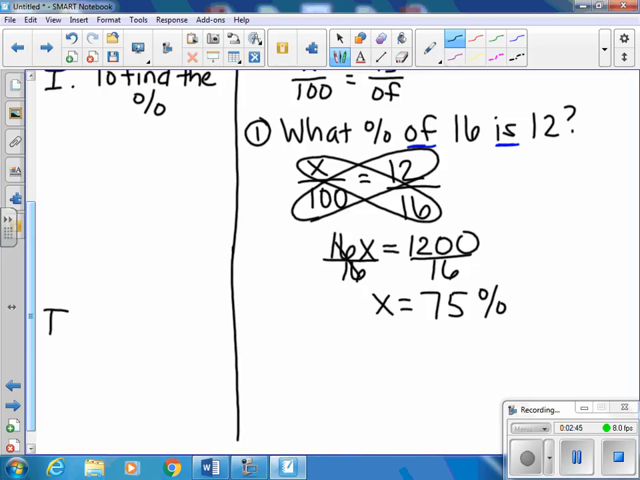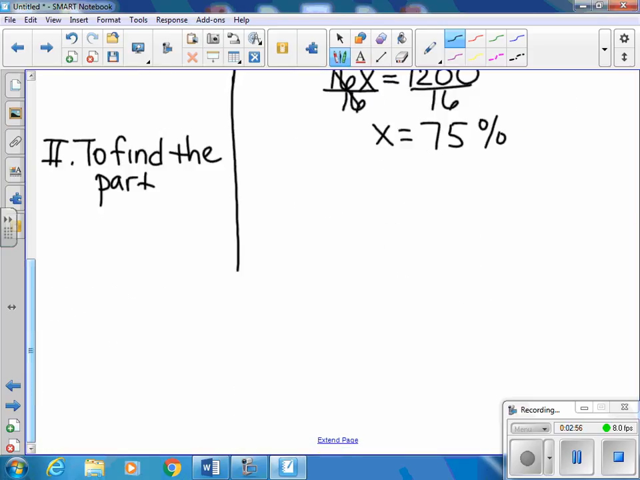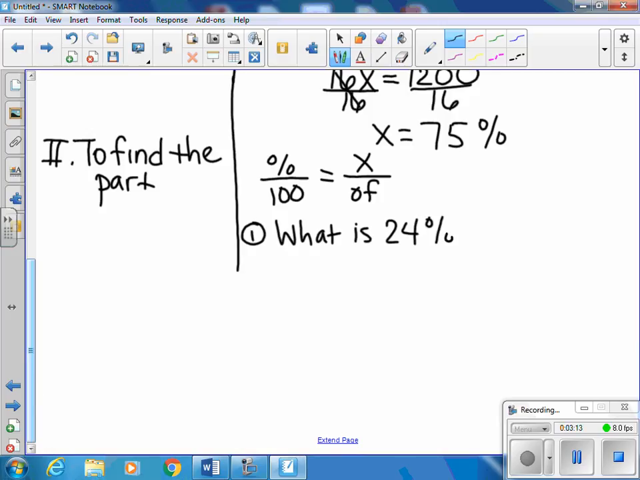The next thing that can go missing is to find the part, which is the is. The generic setup for that one would be the percent number over 100 equals, the is going to be where the x goes, and then the word of is going to turn into a number. So that's your generic setup for this one. The example that goes along with it, we'll say, what is 24% of 160? And notice it gives you a percent number, and then you see your word of, so you know that the is missing. Plus it says what is.